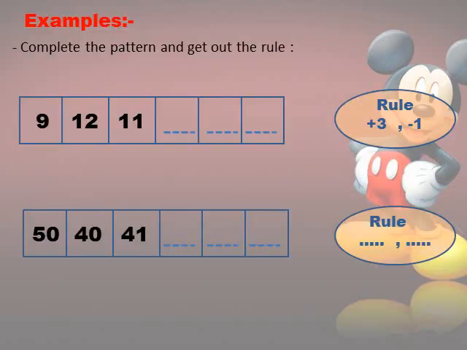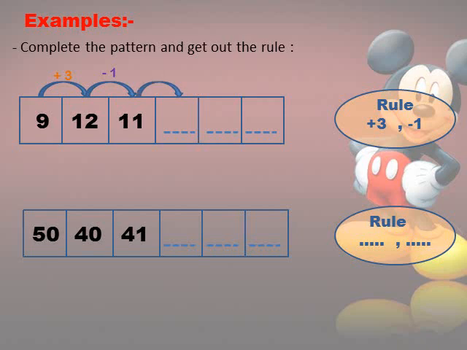Let's move to another example. Complete the pattern and get the rule. So now I'm going to get my rule. In the second one, I'm going to put my rule. If I start at 9, then 12, then 11. From 9 to 12, I'm going to add 3 steps. So 9 plus 3 equals 12. Then use the next rule, which is minus 1. 12 minus 1 equals 11.